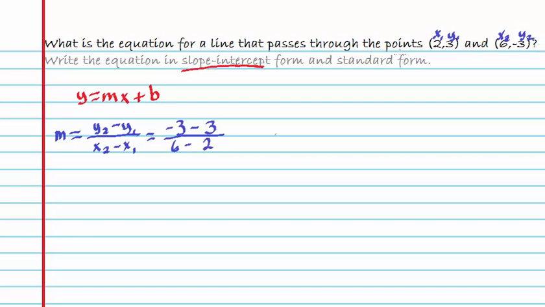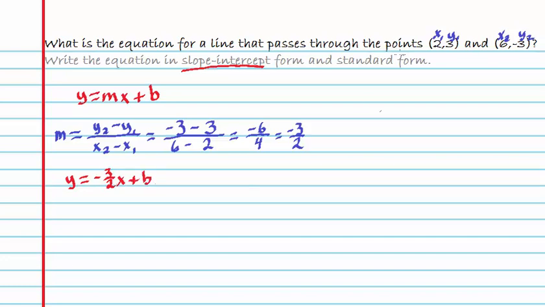2. So when I simplify this fraction, -3 minus 3 is -6 over 6 minus 2, which is 4. And if you notice, that simplifies a little bit more to -3 over 2. So my slope is -3 over 2, -3/2. So I'm going to come back to my slope-intercept form, y equals, I now have my slope, so I can plug in -3 over 2, x plus my y-intercept.